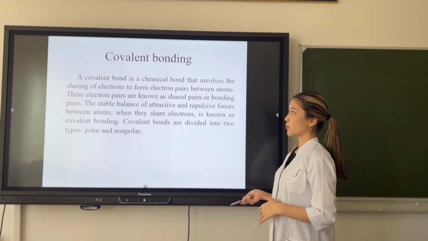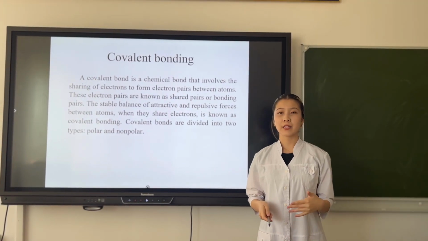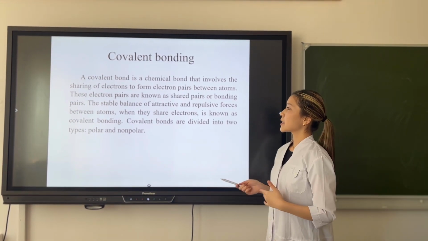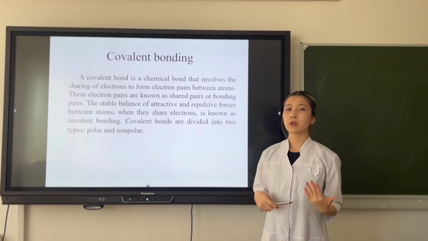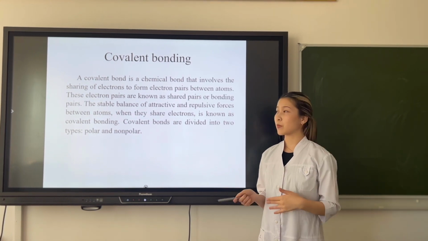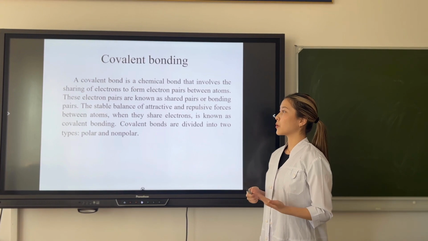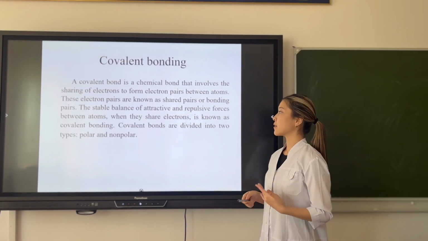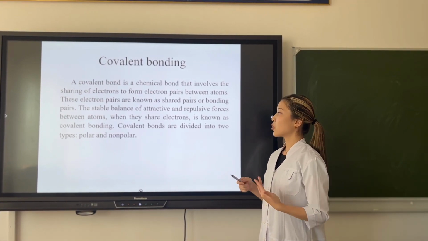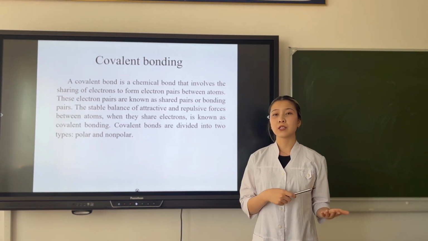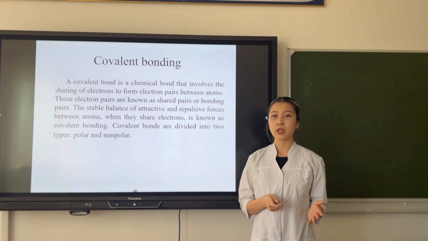The next, covalent bonding. A covalent bond is a chemical bond that involves the sharing of electrons between atoms. These electron pairs are known as shared pairs and bonding pairs. The stable balance of attractive and repulsive forces between atoms when they share electrons is known as covalent bonding. A covalent bond is divided into two types: a non-polar bond and a polar bond.